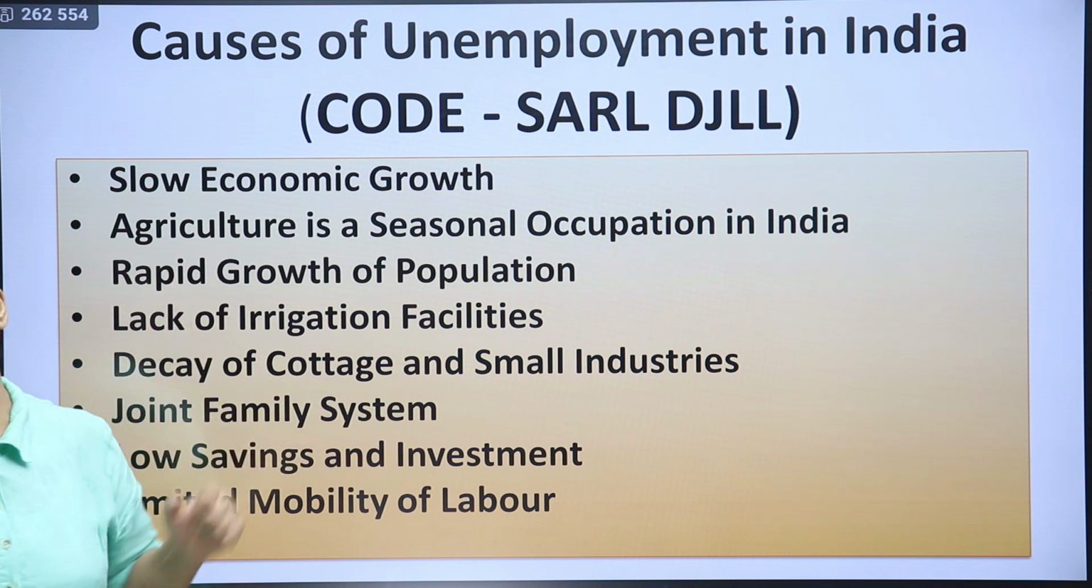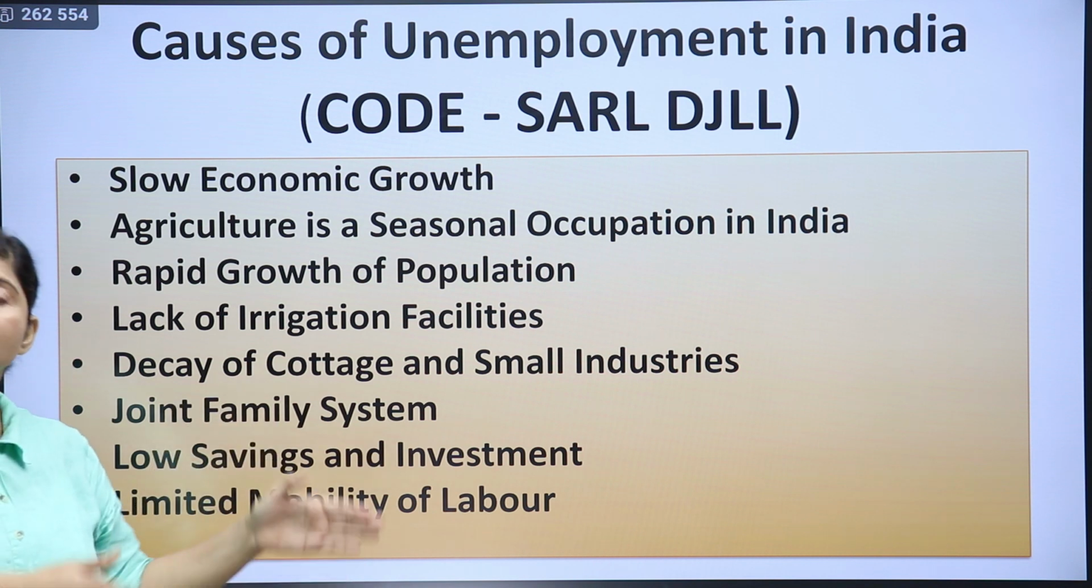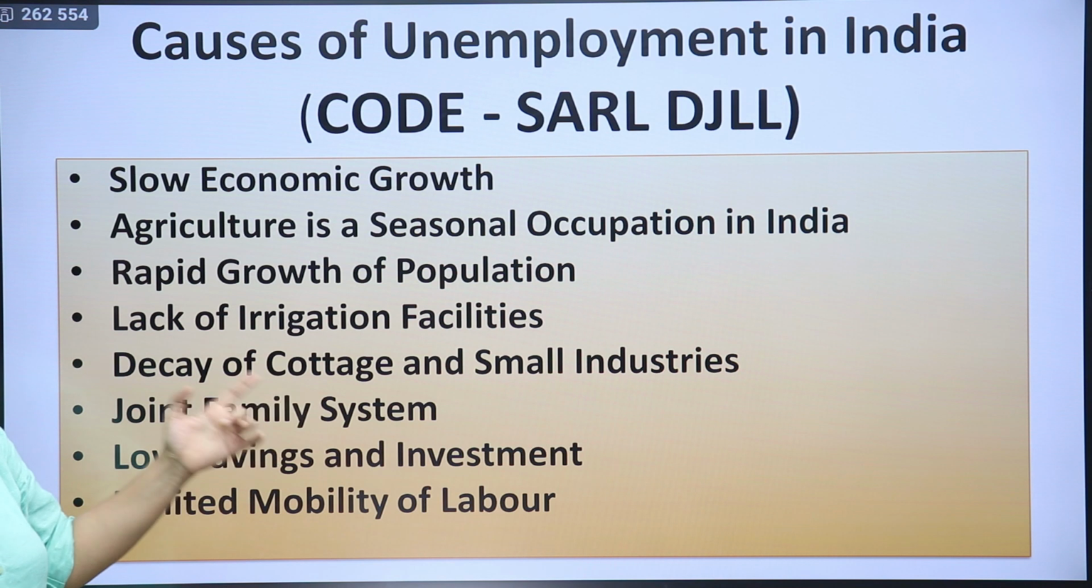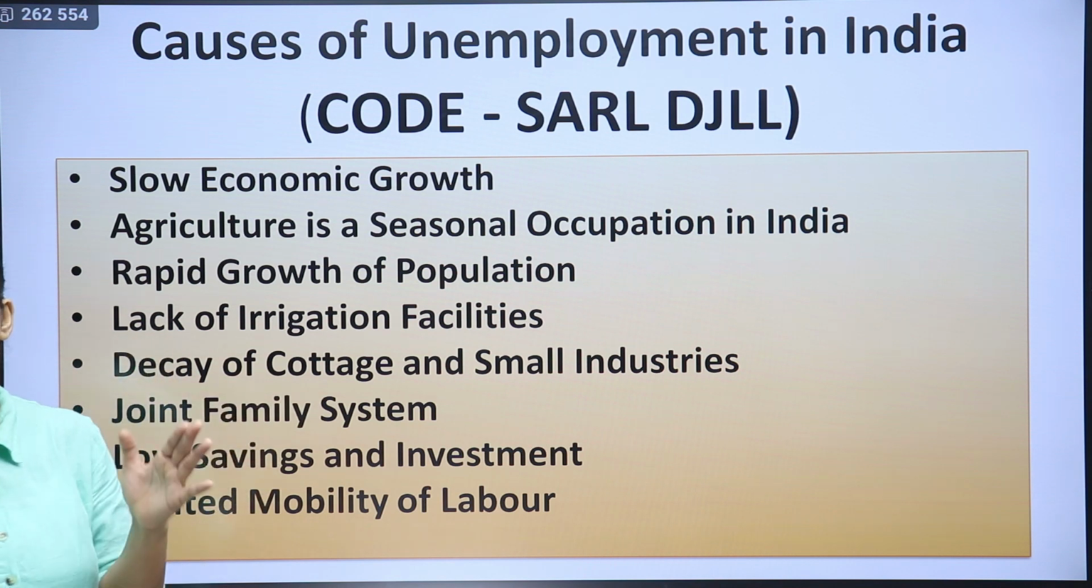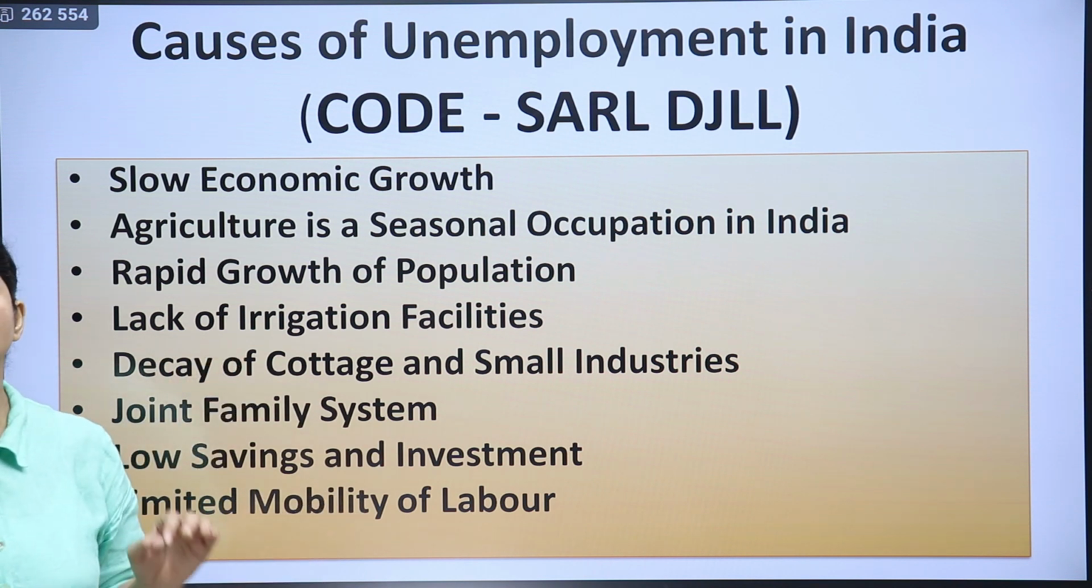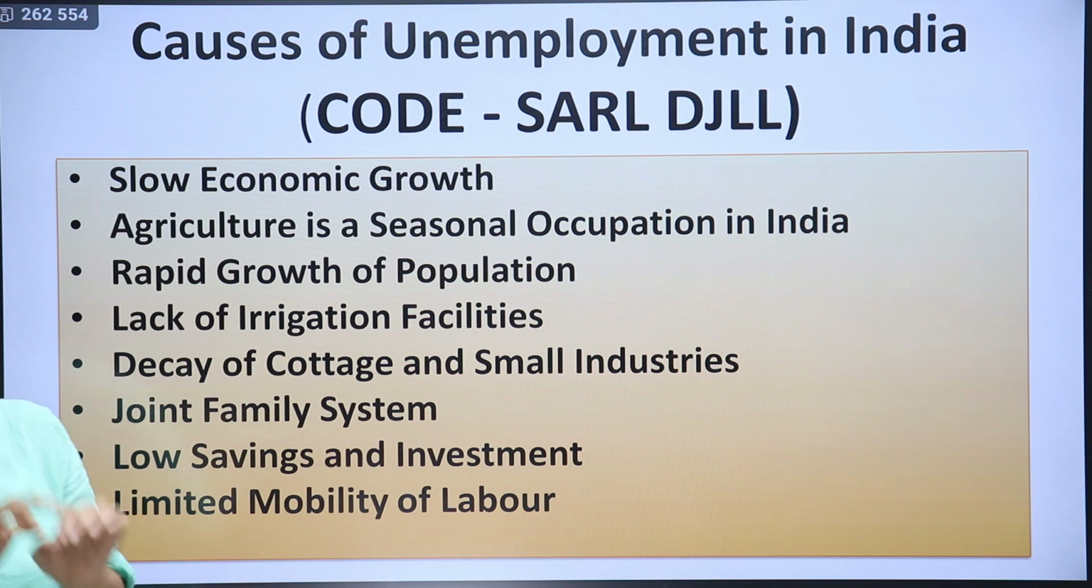Lack of irrigation facilities. Here the agriculture is still dependent on monsoon. It's a gamble of monsoon in India, and we don't have enough irrigation facilities to irrigate our fields or put water into our fields and grow good crops. And that's why our agricultural productivity is low. It does not add enough productivity to our gross domestic production.